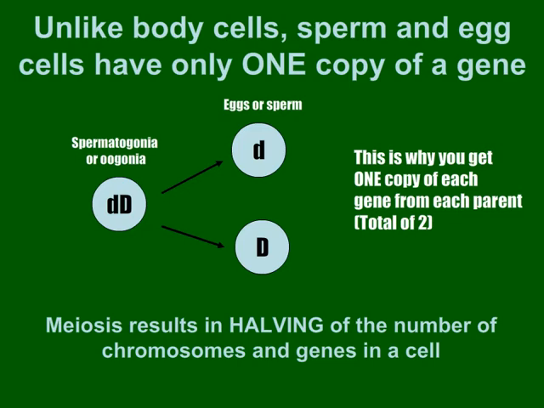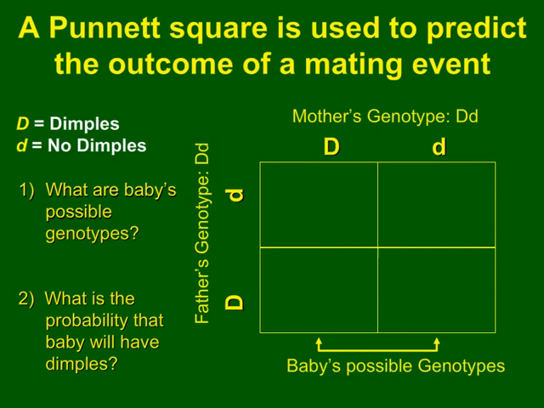And the way that we do this is using something called a Punnett square. A Punnett square is used to predict the outcome of a particular mating event. So let's look first at the father's genotype. We're saying that the father is big D, little d. That is, he's heterozygous for dimples. The father in this case has dimples because dimples is the dominant trait.